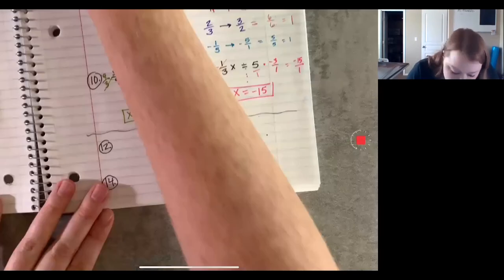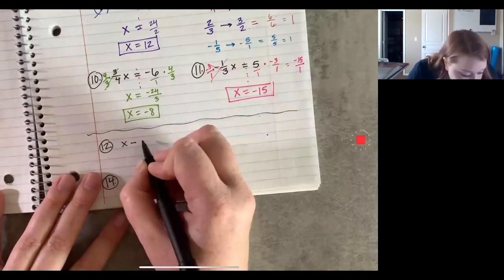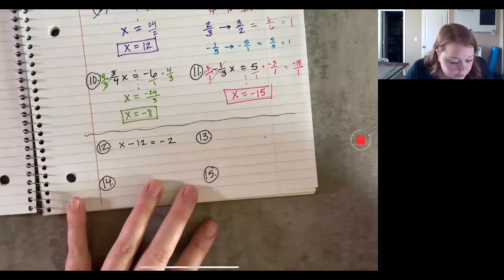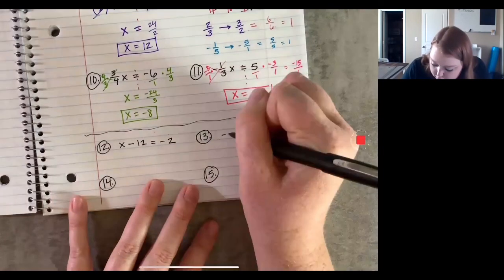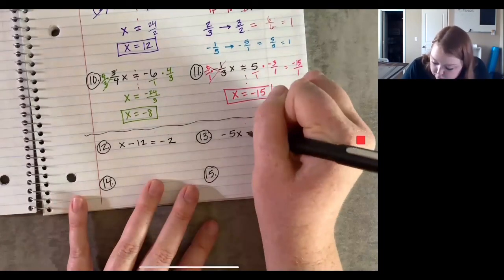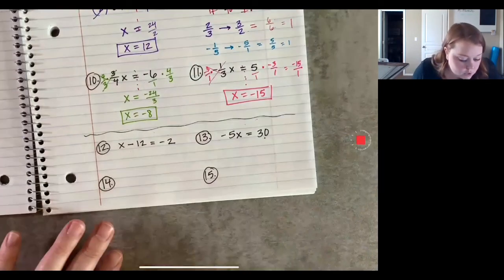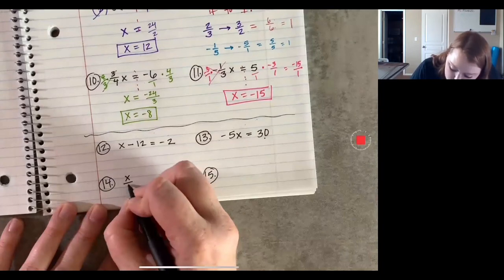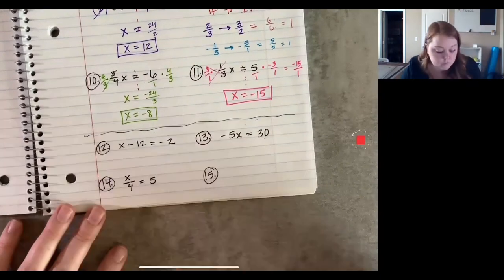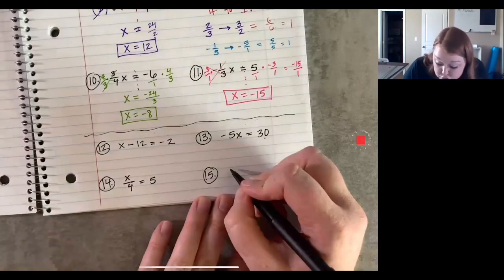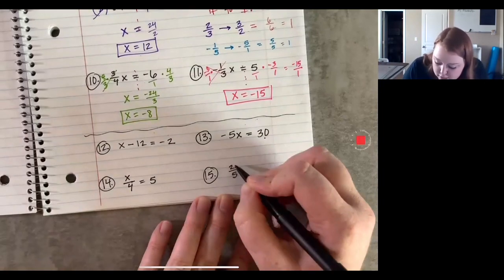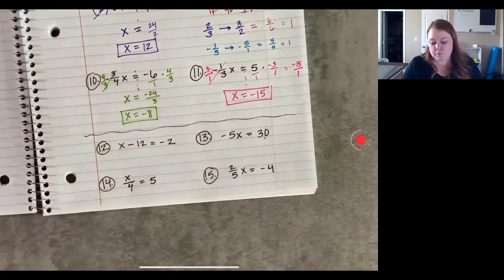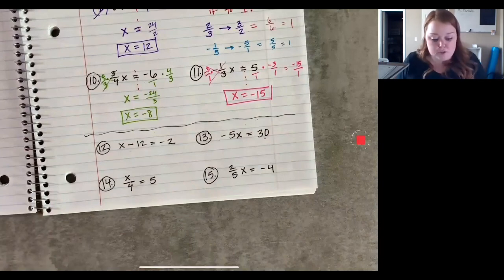Number 12. X minus 12 equals negative 2. Number 13. Negative 5x equals 30. Number 14. X over 4 equals 5. And last one, it's a fractional coefficient. 2/5 x equals negative 4. Those are your 4 problems I want you to have done before you come to class.